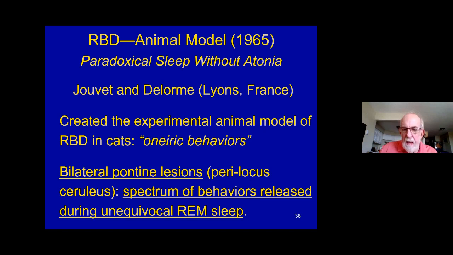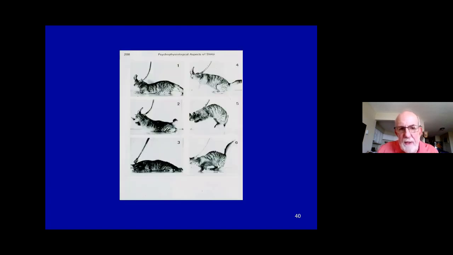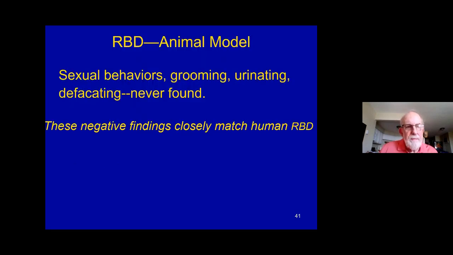So they created the experimental animal model of RBD in cats. They called them oneiric behaviors: bilateral pontine lesions, peri-locus coeruleus lesions that release a spectrum of behaviors during unequivocal REM sleep. They identified 4 categories of behaviors in REM sleep. First, unorganized head and limb movements, the minimal RBD syndrome. Second, orienting, searching behaviors. Third, attack behaviors. Fourth, locomotion, including running, the so-called complex RBD syndrome. And these findings closely match human RBD. And you can see how the cats suddenly are jumping and attacking imaginary prey. And this is from their research report.